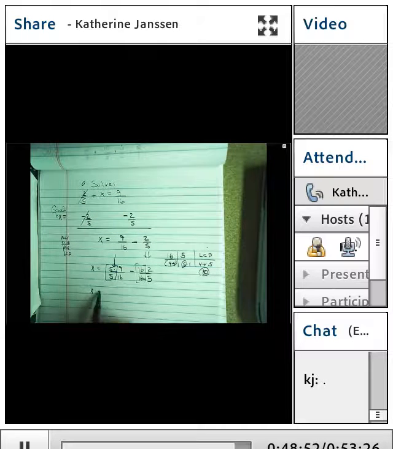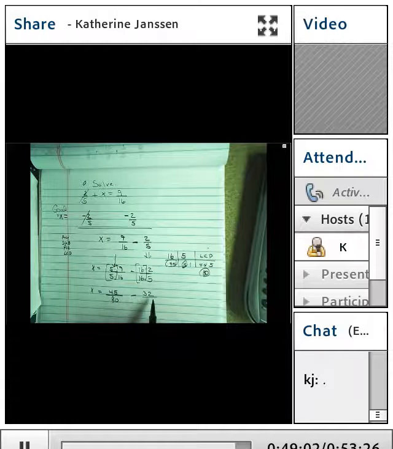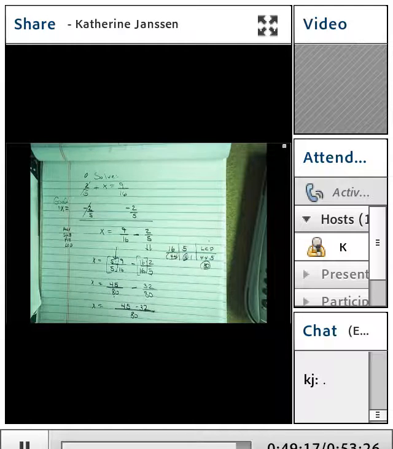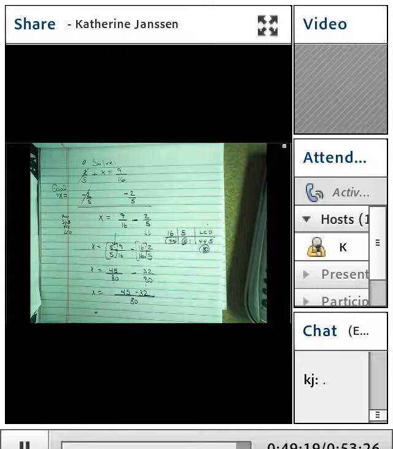X equals 5 times 9 is 45, and 5 times 16 is 80. Subtract 16 times 2 is 32, and 16 times 5 is 80. Now with my eagle eyes, I see that I have my common denominator, so I can subtract my numerators all over the common denominator of 80. 32 from 45 is 13 over 80, and 13 is prime, so I can circle my answer.